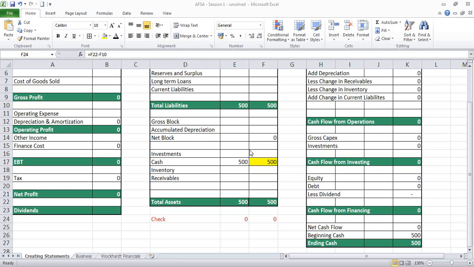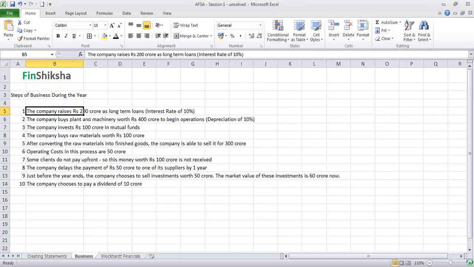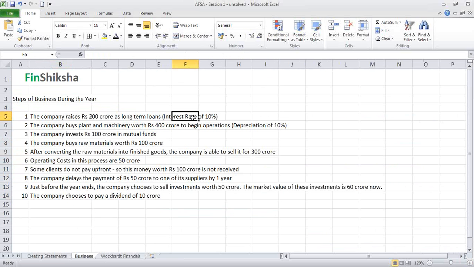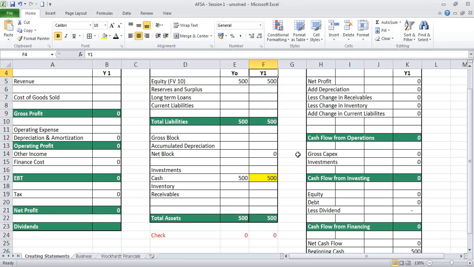So just try it for a couple of minutes and then I will do it as well along with all of us. As an example, I will do the first stage, which is the company raises about 200 crore as long-term loans at an interest rate of 10%. So what happens in year 1 in long-term loans? Here we will add 200. The moment we do that, we find 200 gets added to the long-term loan. We find there is a finance cost of 20 that comes in here in the P&L because you have to pay interest on this 200 crore at 10%.